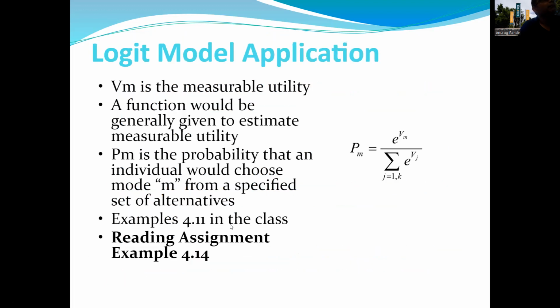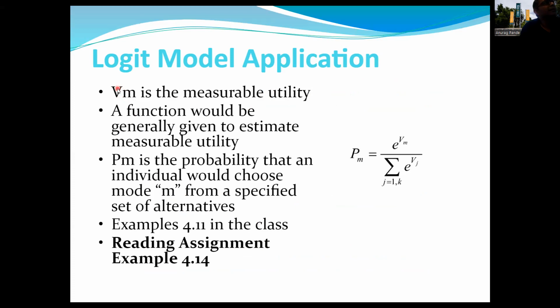So what does the Logit model look like? We estimate what we call the VM, which is sometimes called UM as well. Different representative variables may be used, but VM or UM or whatever, it's the measurable utility. And once you have the measurable utility of a mode, the probability of choosing a mode looks like e raised to power VM, the exponential, divided by the summation of e raised to power V for all the modes that you're choosing between.